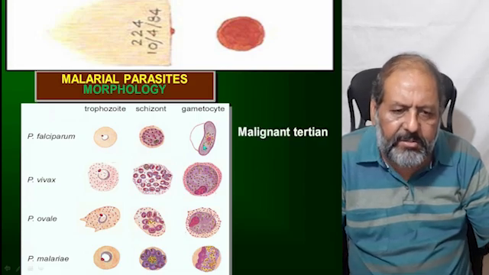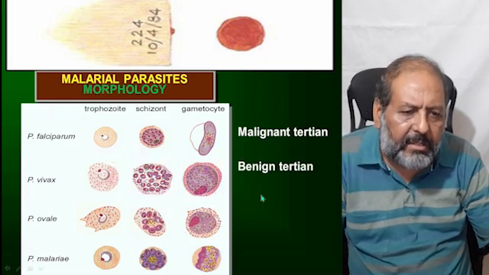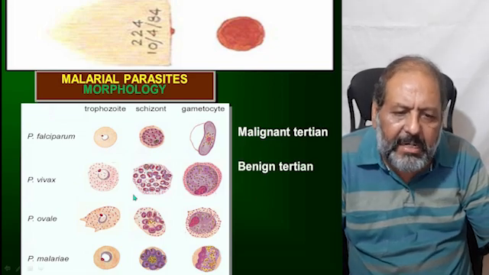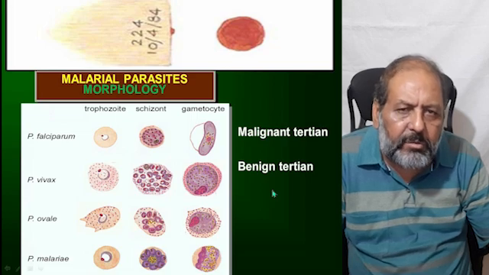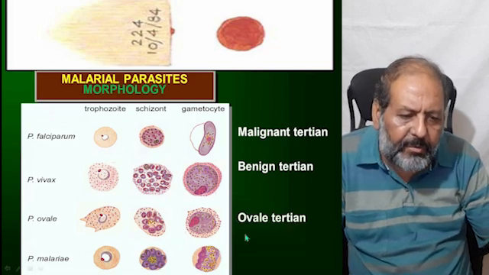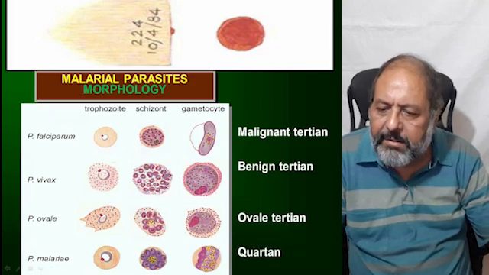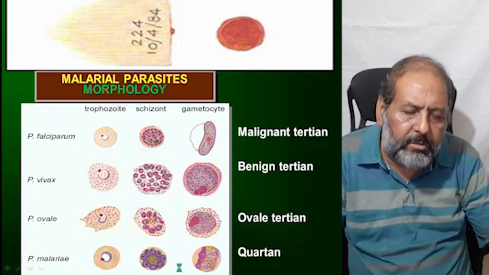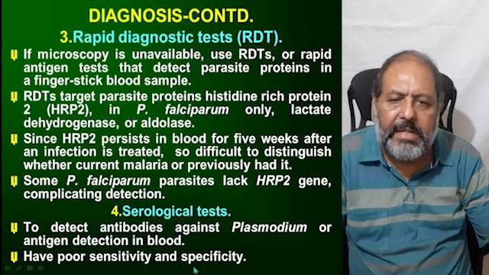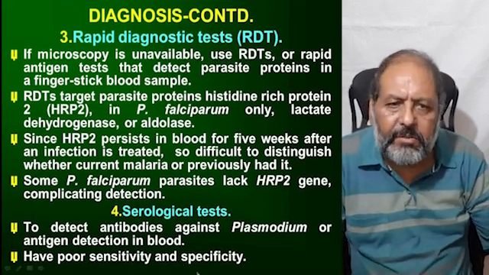Now, Plasmodium falciparum is going to cause malignant tertian malaria, Plasmodium vivax is going to cause benign tertian malaria, Plasmodium ovale is going to cause ovale tertian malaria, and Plasmodium malariae is going to cause quartan malaria. Now, the third is rapid diagnostic tests.